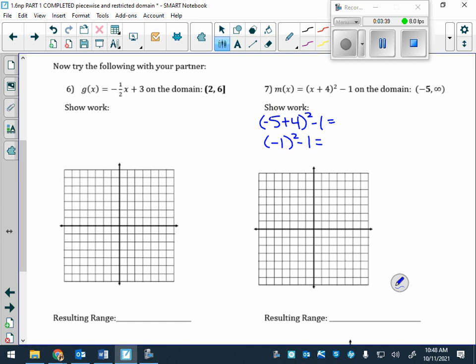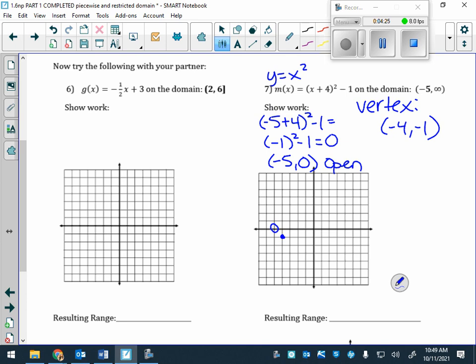Anybody? For that matter. (-1) squared minus 1. Yeah, Sam. 0. So we know 1 point, -5, 0. And that's going to be an open circle. Okay, -5, 0. We know it's open because there's a parenthesis. We also know the vertex is what? Because this is a quadratic. Yeah, Rory. Good. Vertex, -4, -1.